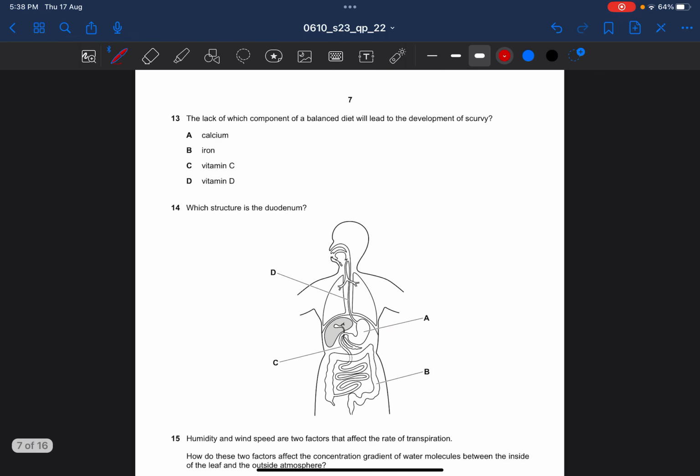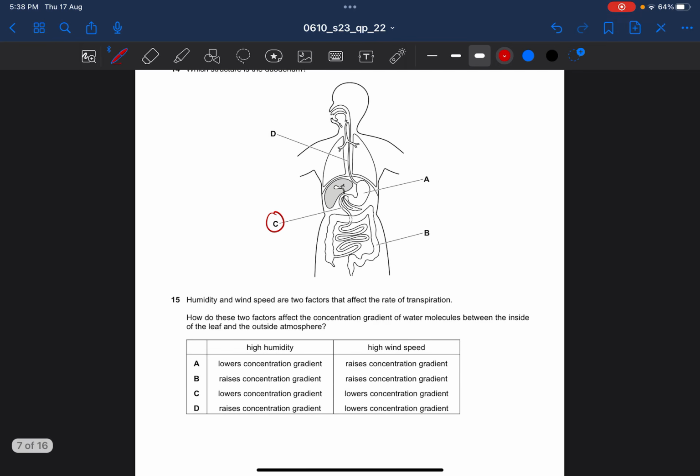Okay, question 13. The lack of which component of a balanced diet will lead to the development of scurvy? So scurvy is from lack of vitamin C. Okay, question 14. Which structure is the duodenum? The duodenum is close to the small intestine, therefore it's C.